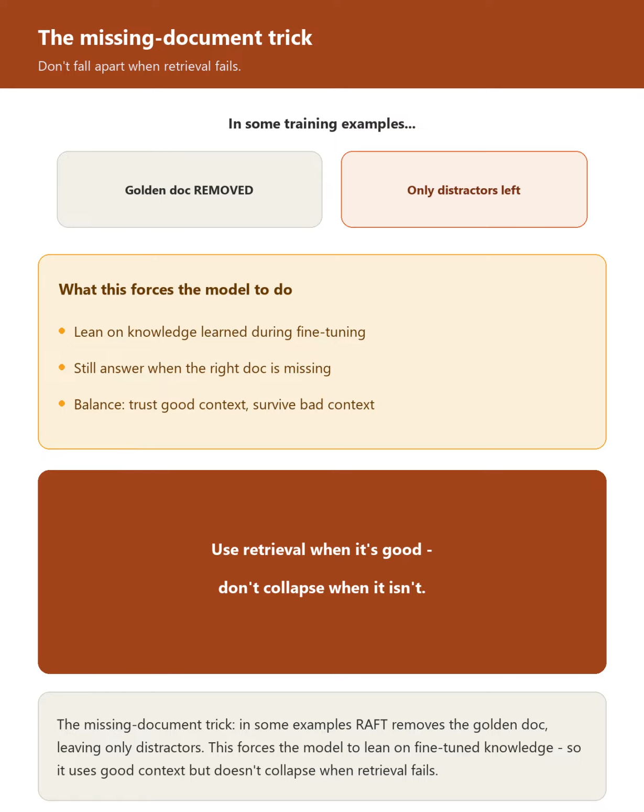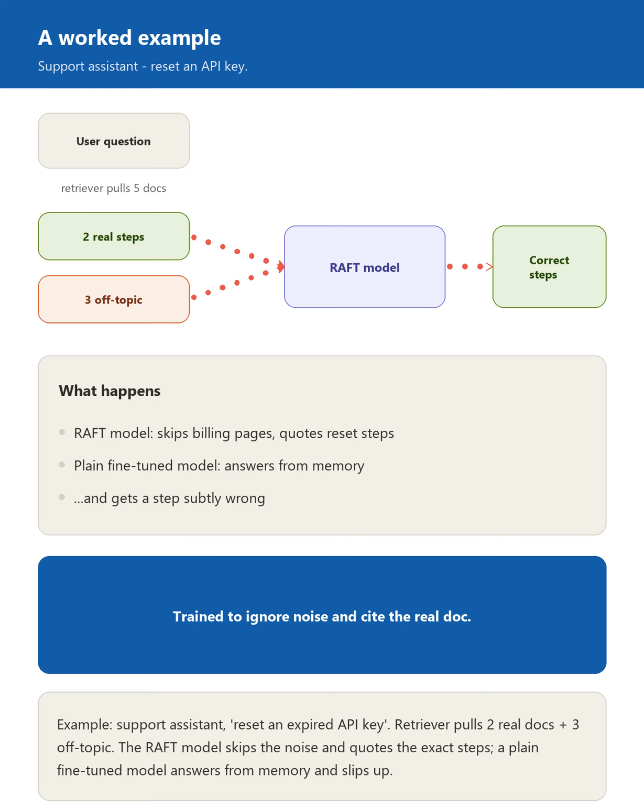There is one more trick worth knowing. In a portion of the training examples, RAFT removes the golden document entirely and leaves only distractors. This forces the model to rely on the knowledge it learned during fine-tuning when the right document is missing. The result is a model that uses retrieved context when it is good, but does not completely fall apart when retrieval fails.